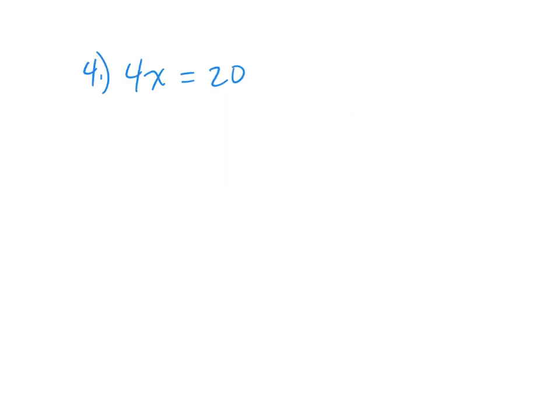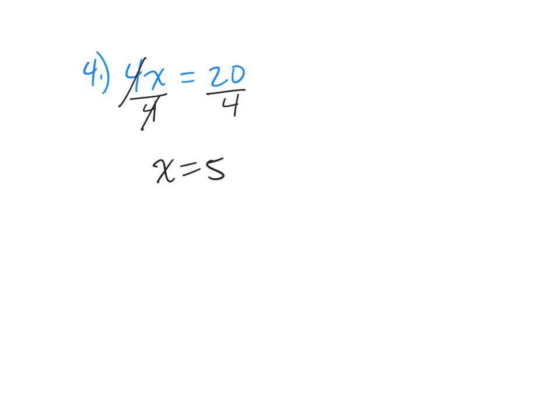And now in example number 4, we can see that x is being multiplied by 4. The inverse of multiplying by 4 is dividing by 4. So I'm going to divide both sides by 4. Remember that fraction bar means division. So if I draw a fraction bar and put a 4 underneath it, that means I'm dividing by 4. So the 4's are going to cancel. Multiplying by 4 and dividing by 4 cancel each other out. So we get x is equal to 5.